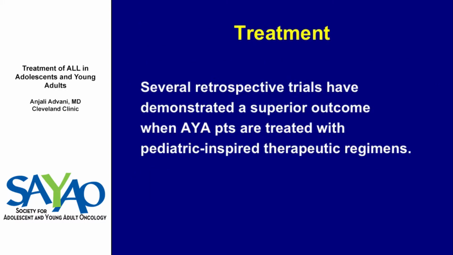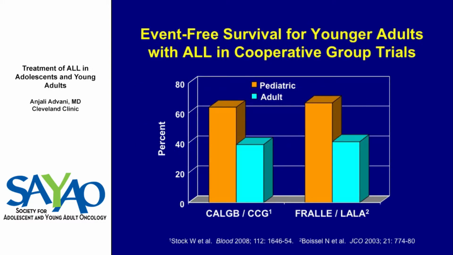So there have been several retrospective trials that have demonstrated a superior outcome when adolescents and young adults are treated with pediatric-inspired therapeutic regimens. This slide shows data from two trials that were published, one by Wendy Stock and one by Nicholas Boiselle. Wendy's data was from comparing the CALGB adult group data and the CCG pediatric data, and Nicholas Boiselle's was from the French pediatric and adult cooperative groups, respectively.